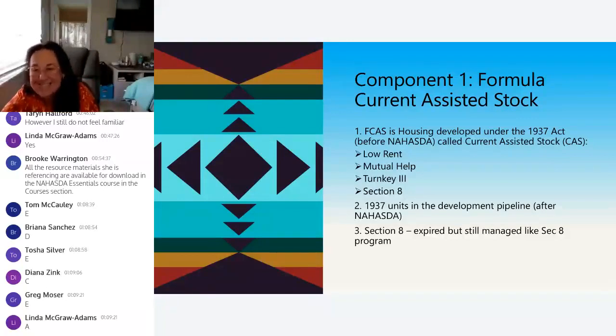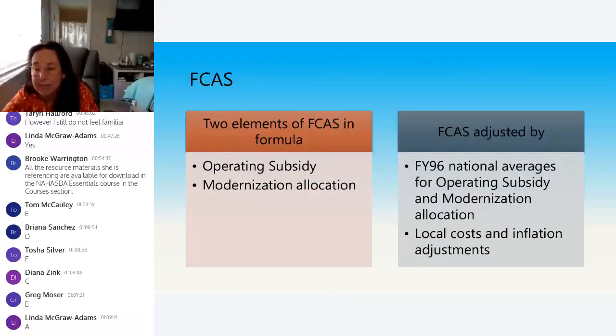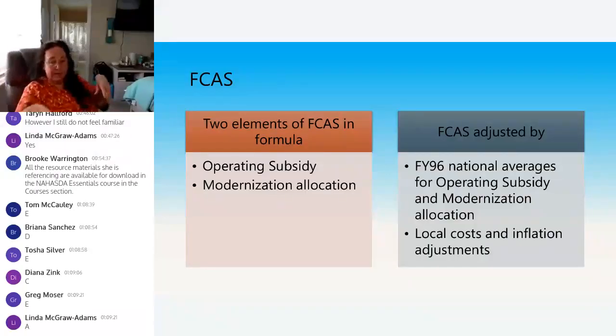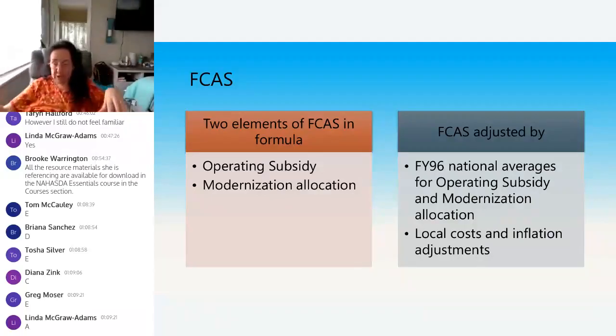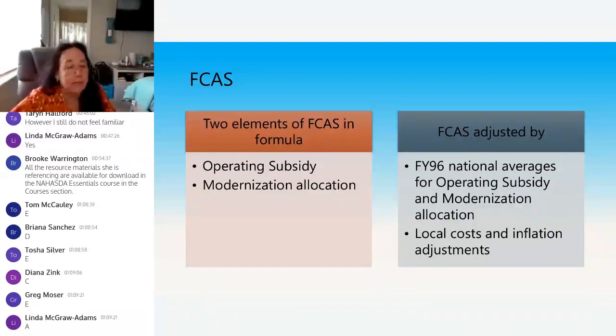Okay. Two elements in your FCAS formula: operating subsidy and modernization allocation. They are adjusted by the 1996 national average for your operating subsidy and modernization allocation. Local cost and inflation adjustments are put in place.